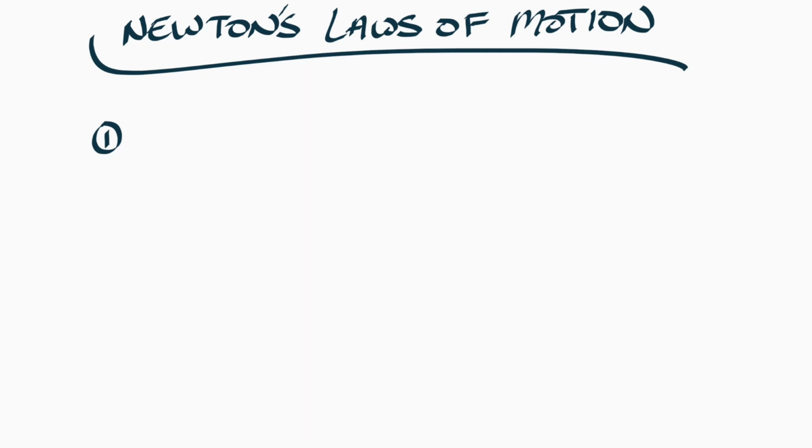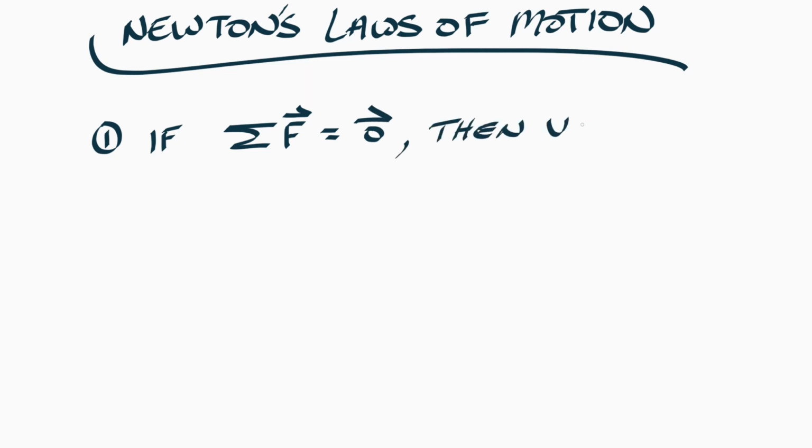So what does the first law actually say? Well, it says that an object at rest will remain at rest, and an object in motion will continue in motion with constant velocity unless acted upon by a net external force. Now that's a mouthful. However, I think it's a lot easier to just write it mathematically. So mathematically, we can say if the sum of the forces equals 0, then V equals some constant. Okay?